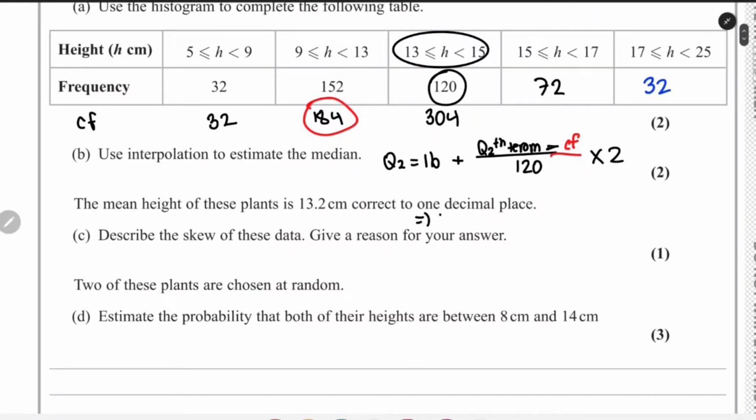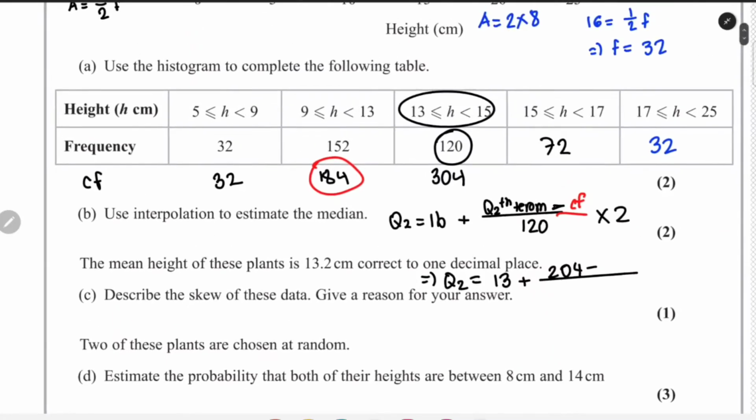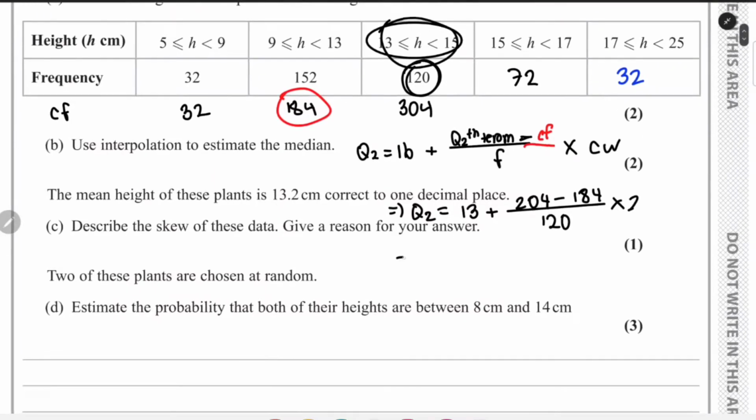So in this case, Q2 will be: the lower boundary is 13, plus the Q2 term we calculated, which is 204, minus the cumulative frequency of the group before, which is 184. This is 120, as we've written, and the class width is 2. This is f and this is the class width. So Q2 would be 40 by 3.